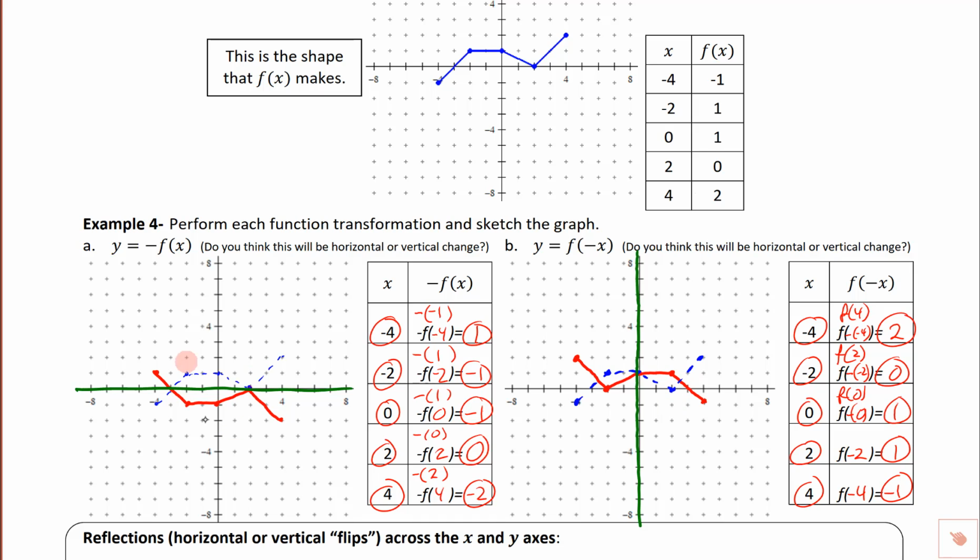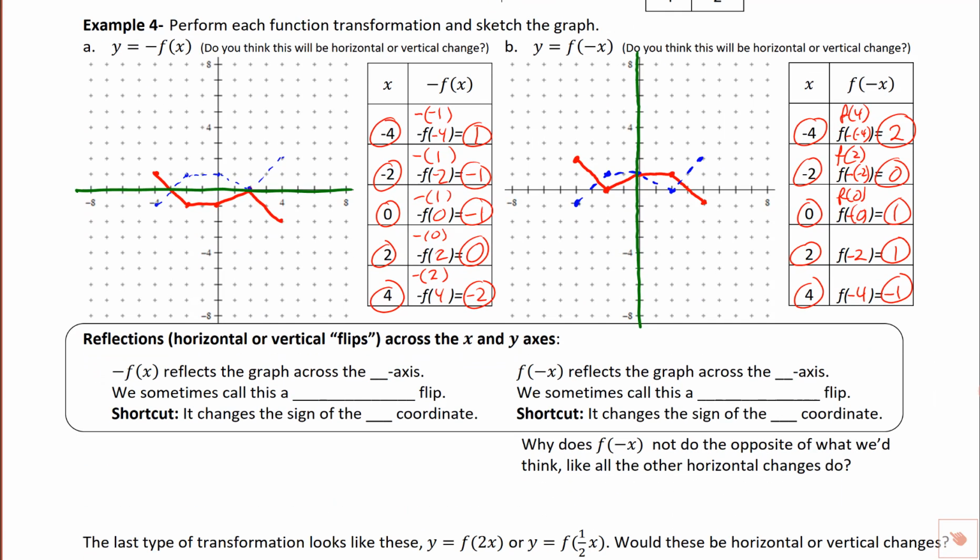So what happened here is a vertical flip. We flipped it across the x-axis. What happened here is a horizontal flip. We flipped the right for the left. We flipped it across the y-axis. So we're going to slide down here. And again, these are kind of hard to figure out and a little bit ugly. This vertical one was not too bad. But if we've got a negative outside that f of x, this flips it across the x-axis. So it flipped it like this right here.